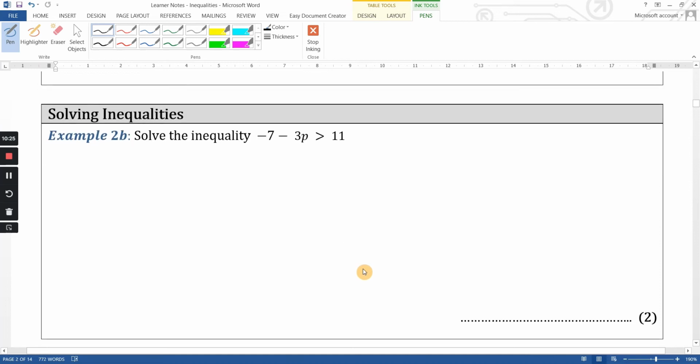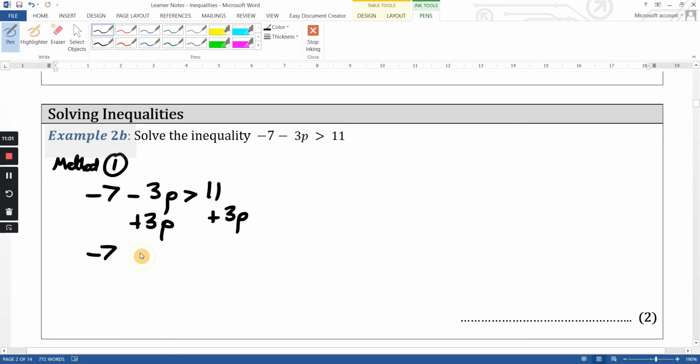Let's try the next example. In fact, this one, I'm going to do it 2 different ways. Let me do method 1 here. I'll show you why it's 2 methods. Let me just rewrite the inequality. So I want a positive p on one side. At the moment, this is a negative 3p. So let's bring the minus 3p to the other side. I'll have to plus 3p to both sides.